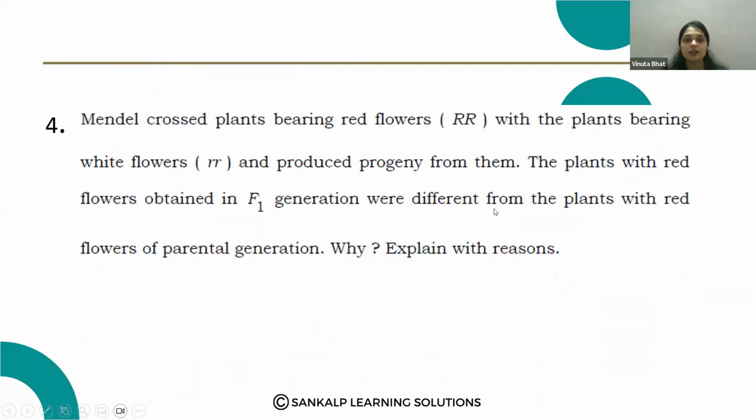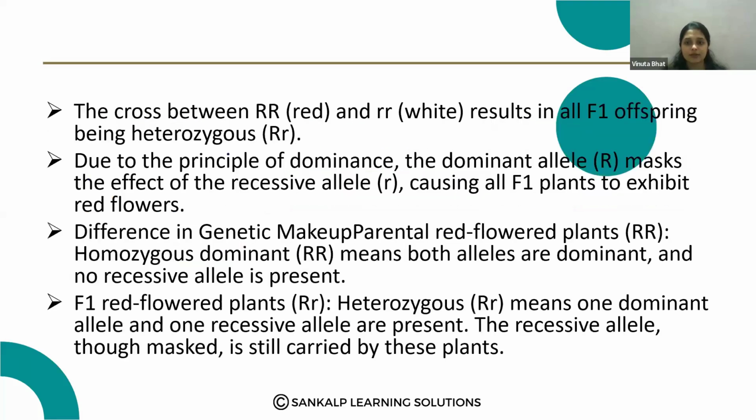Here Mendel crossed the red flower with the plants bearing white flower and producing the progeny from them. The plants with red flowers obtained in F2 generation were different from the plants with red flowers of the parental generation. Why? Explain with reasons. Here, answer for this question. Okay, please note down the answer.